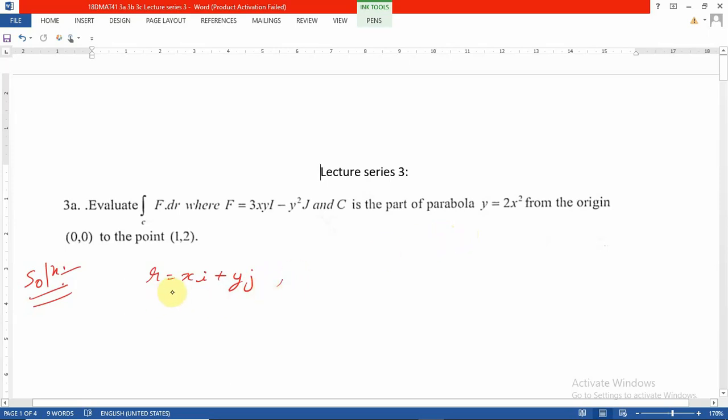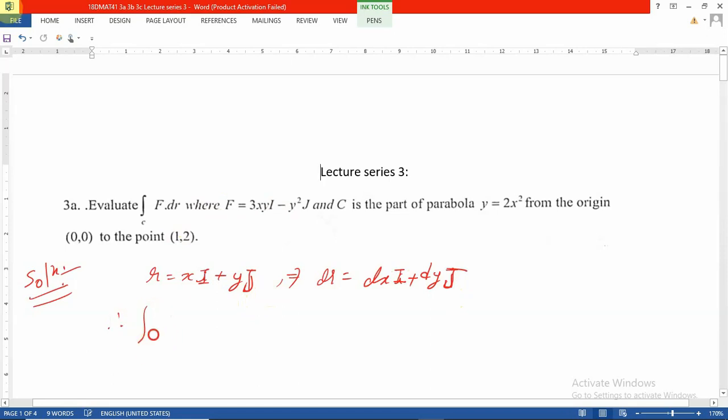When you take this dr, it will become dr is equal to dx i plus dy j. Here they have given capital I and capital J. If you want, you can take capital or small, but in this example they have given capital, so we will mention it as capital. Whatever is there in the question, we have to take it as it is. I, J are just the direction. Here we have dr and we know what F is, so I will just substitute.